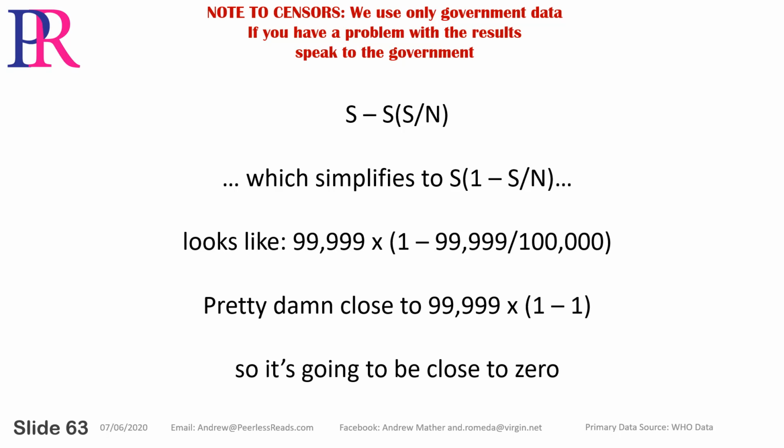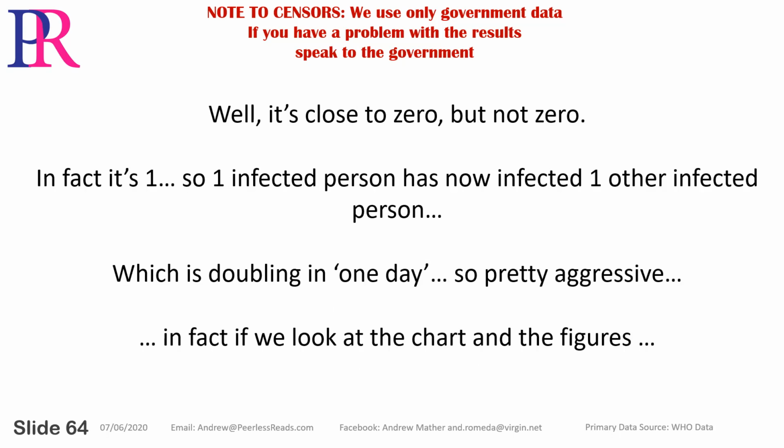Looks like 99,999 times 1 minus 999 over 100,000. Pretty damn close to 99,999 times 1 minus 1. So it's going to be close to 0. Well, it is close to 0, but it's not 0. In fact, it's 1. So one infected person has now infected one other infected person, which is doubling in one day, so pretty aggressive.